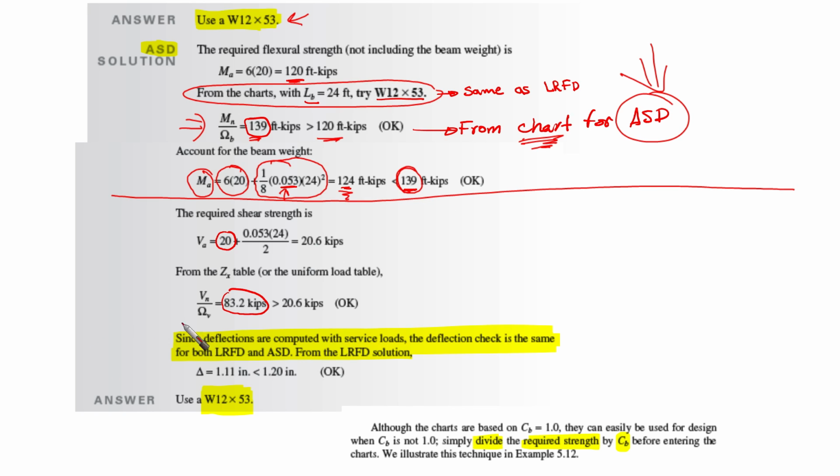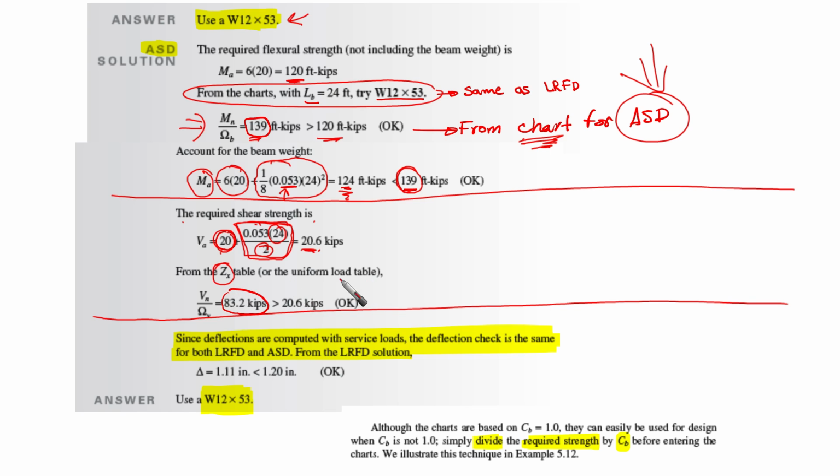Okay, and after that we are going to talk about the shear. The required shear strength is going to be 20, which is the service concentrated load, plus half of the beam weight along the length, which is 24 over 2, as we said. This gives us 20.5 kips, and then we're going to get it from the Z table or the uniform load table. Both of them are okay.